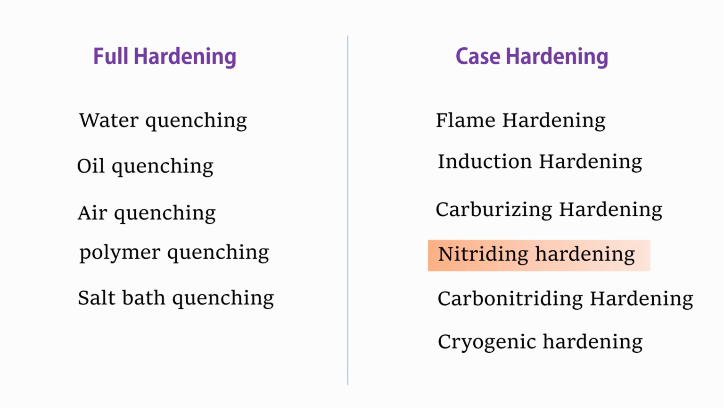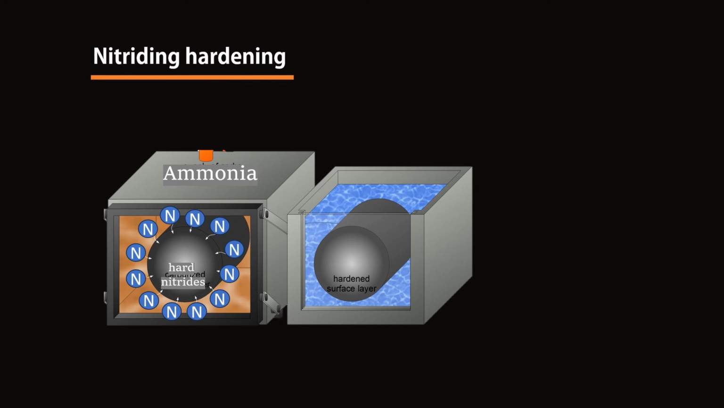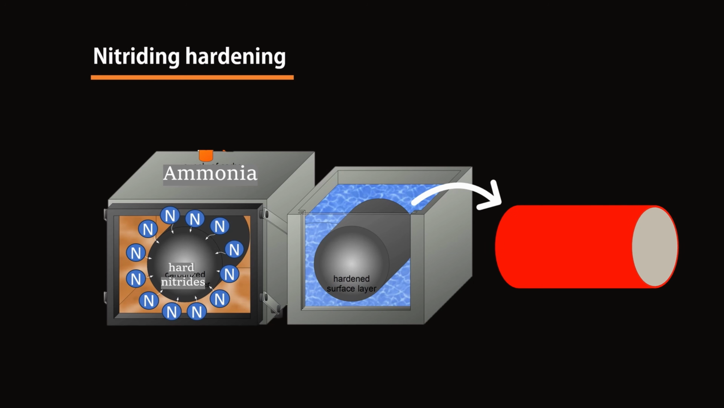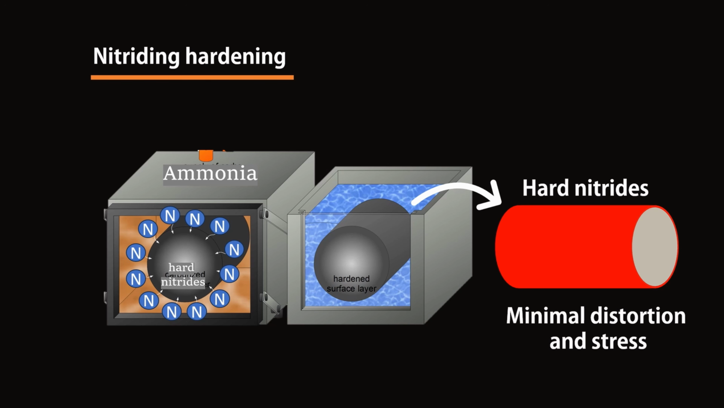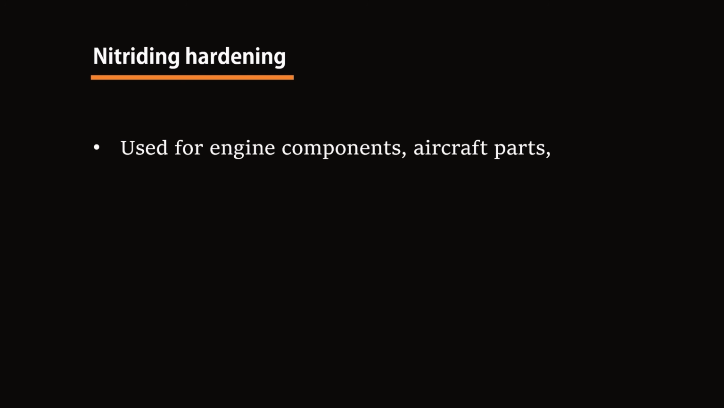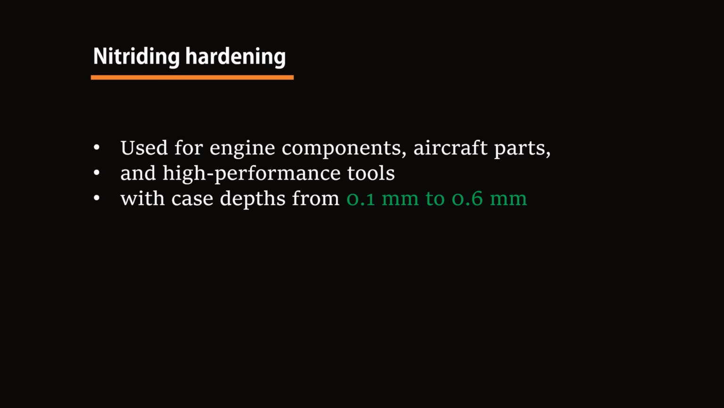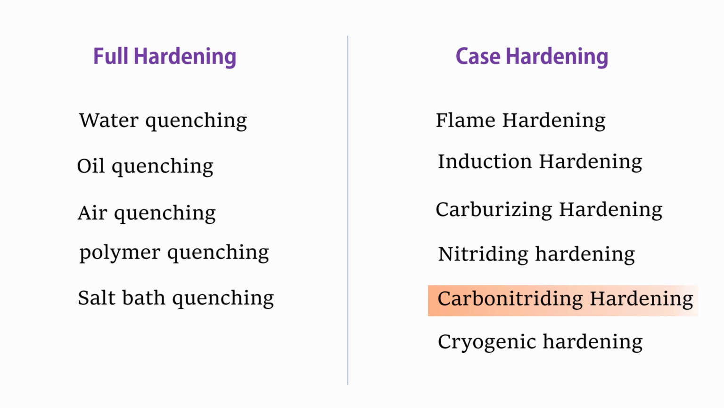Next is nitriding. In nitriding, the component is heated in a nitrogen-rich environment such as ammonia, forming hard nitrides on the surface, and this produces a hard surface with minimal distortion and stress. Nitriding is used for engine components, aircraft parts, and high-performance tools with case depth from 0.1 to 0.6 mm. Very thin case depth. Next is carbonitriding.